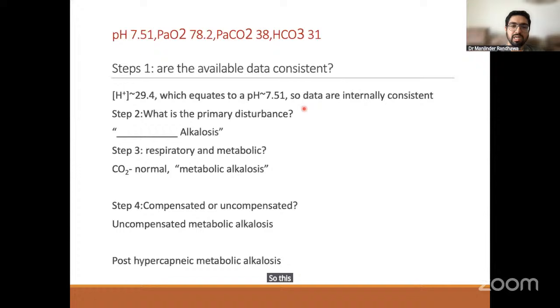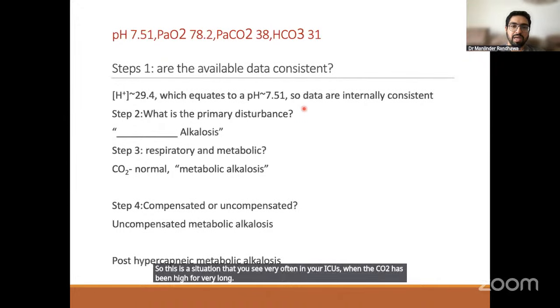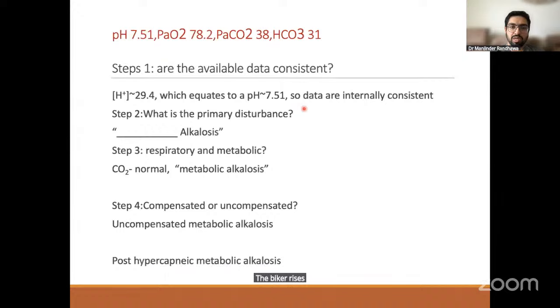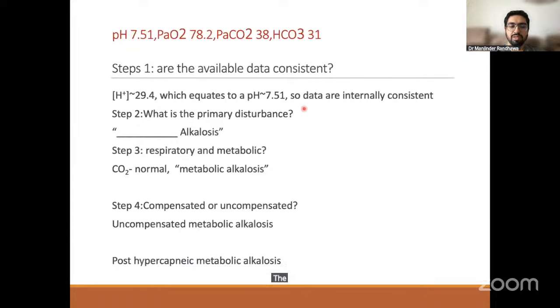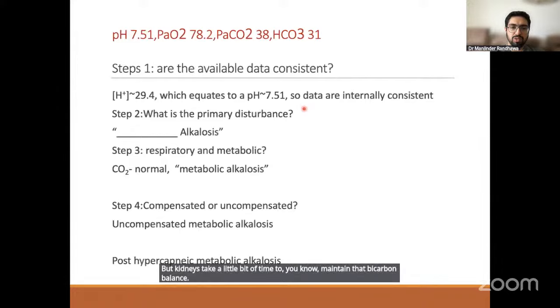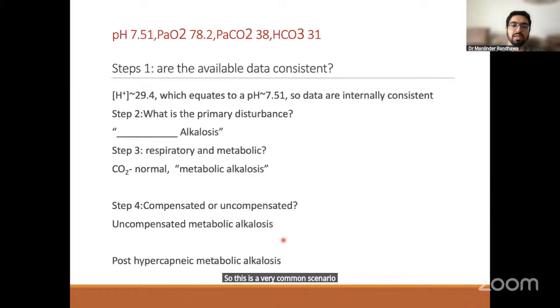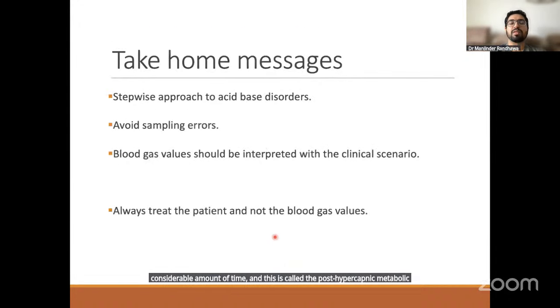So this is a situation that you see very often in your ICUs when the CO2 has been high for very long. The bicarb rises, but once the CO2 comes back to normal, the bicarb takes a little bit of time to come back to baseline, because the lung acts very fast as it can eliminate CO2 fast. But kidneys take a little bit of time to maintain that bicarb and H plus ion balance. So this is a very common scenario after a patient has had high CO2s for a considerable amount of time, and this is called a post-hypercapnic metabolic alkalosis.